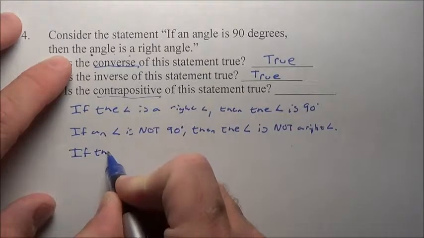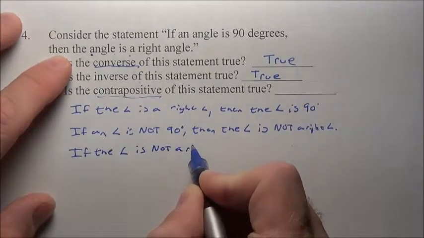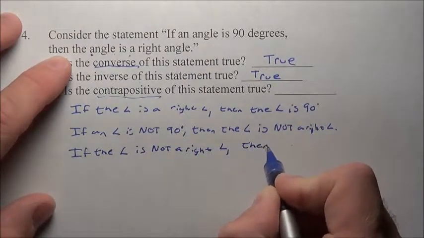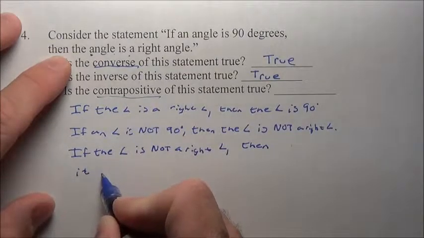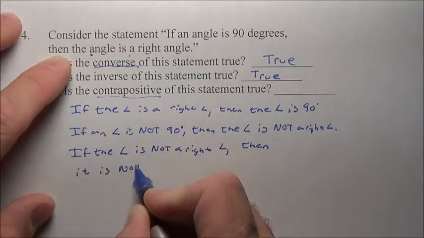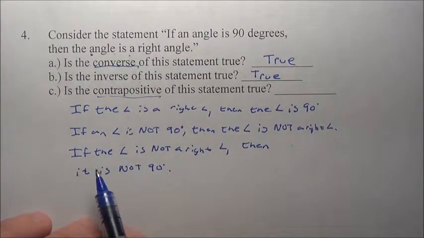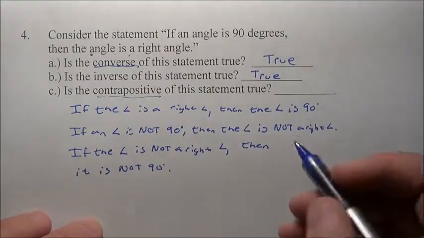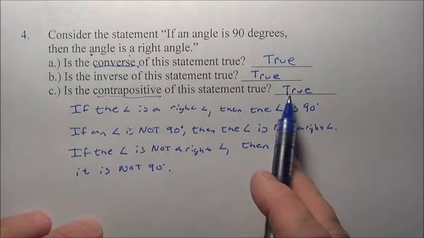If the angle is not a right angle, then the angle is not 90 degrees. So we've written the contrapositive. Now let's see if it's true. If the angle is not a right angle, then it is not 90 degrees. Yep, that's true too. All three of these were true statements.